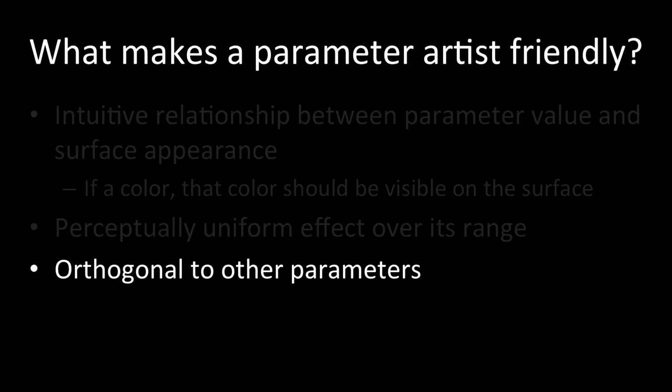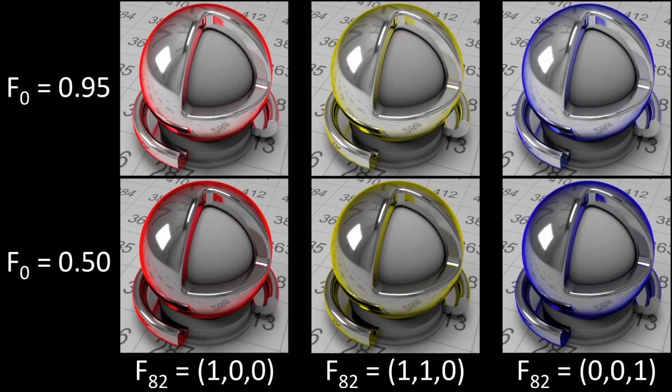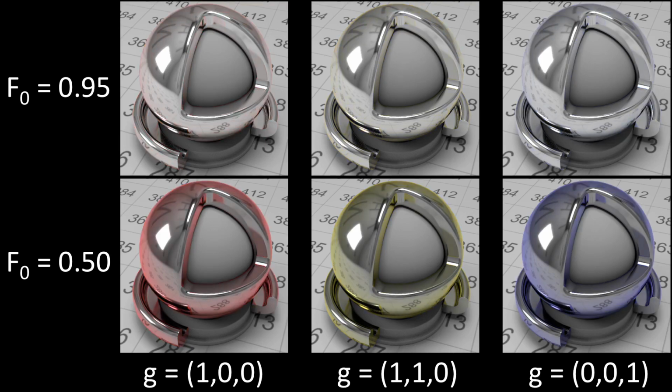Ideally, parameters should be decoupled so that the visual effect of changing one does not depend on the value of another. For example, the visual impact of the F82 parameter shown earlier is about the same regardless of whether the value of F0 is high or low. This is not the case for G. When the value of F0 is high, G barely has an effect. Its visual impact is much stronger when F0 is low.